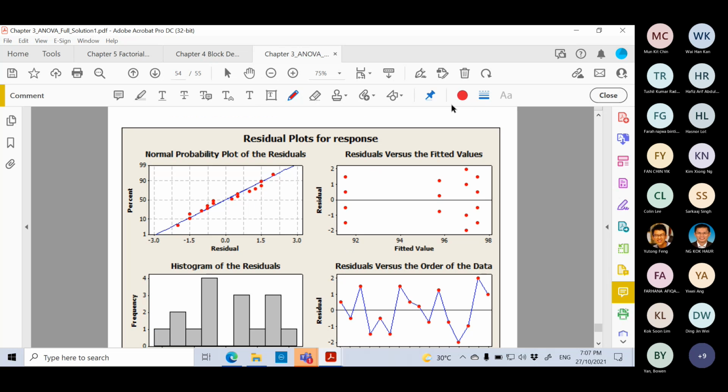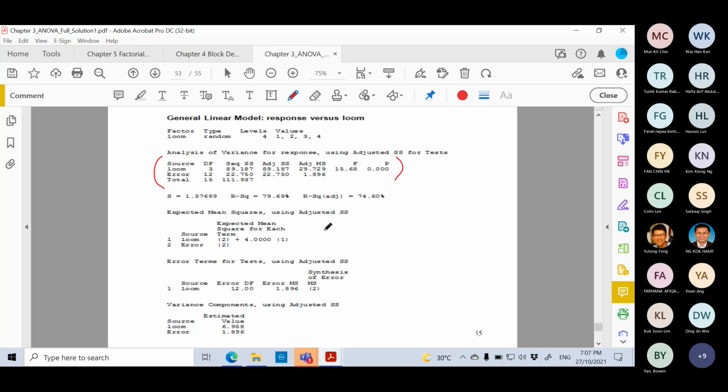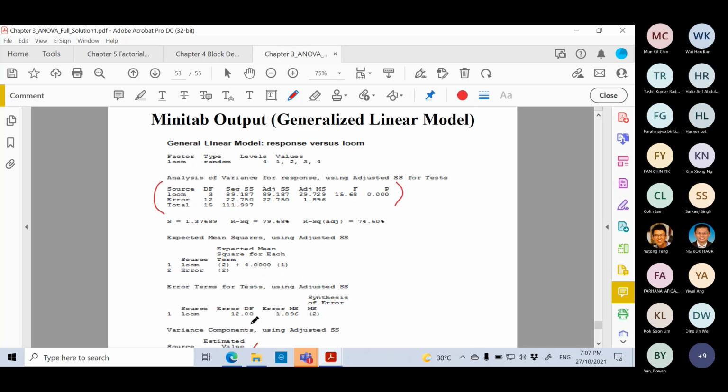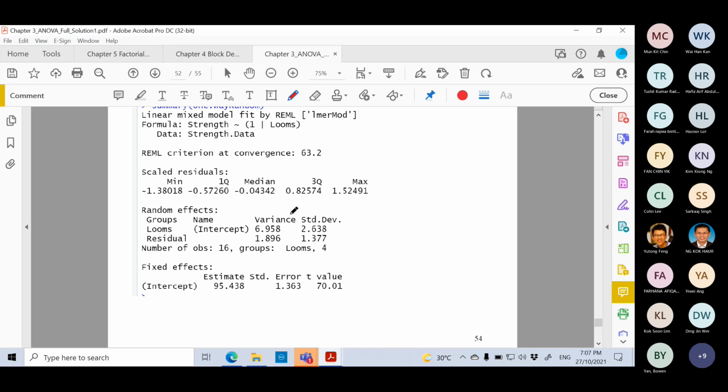So the estimated values, you can see, are 6.958 and 1.896. It is similar if you are using the R software; this is part of what you have.